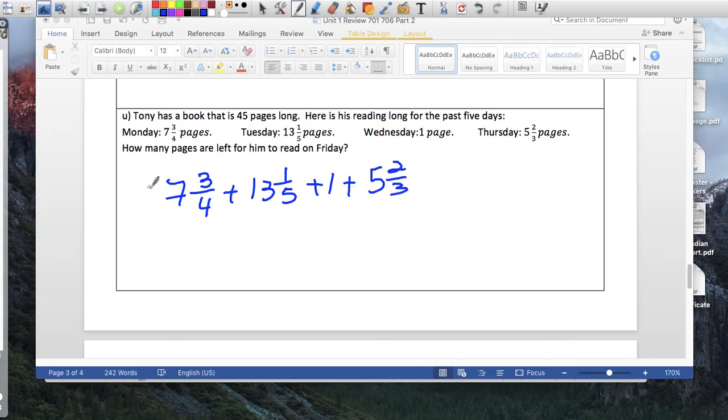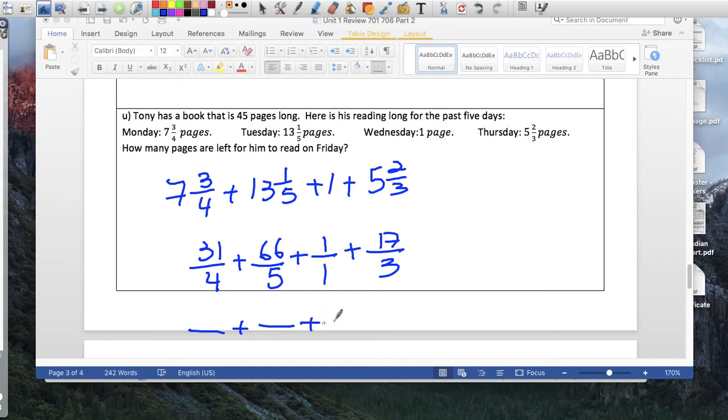I change everything to improper fractions, so let's change 7 times 4 is 28, 31/4. 65, 66 over 5. And this I'm going to put 1 over 1 as a fraction. 15 and 17 over 3. So I wrote that all as improper fractions. Now, find a common denominator between 4, 5, and 3 and 1 means that everyone is going to share a denominator of 60. Because that's the LCM.